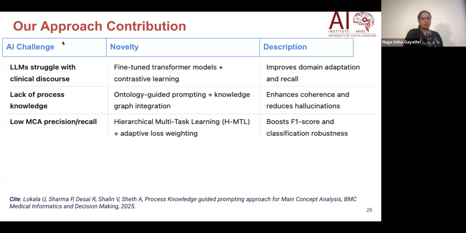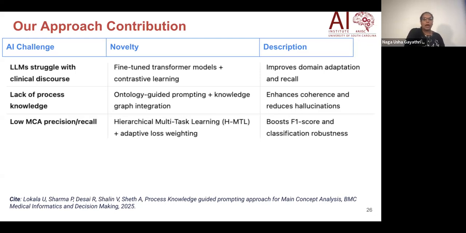So this is the approach contribution of this work. The AI challenge here is that LLMs, large language models, struggle with clinical discourse text, and there is a lack of process knowledge integration in the large language model. And we struggle with low main concept analysis precision or recall. This is where the novelty comes in. We use fine-tuned transformer models and contrastive learning to deal with the first challenge, which improves domain adaptation.